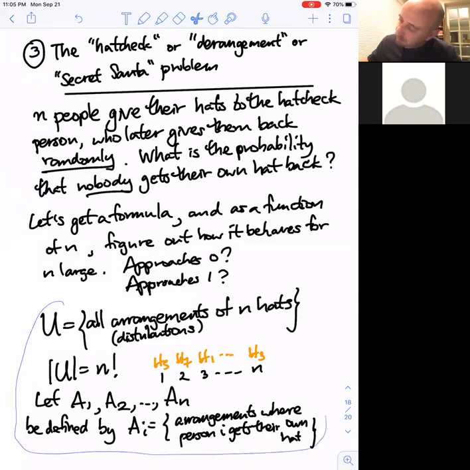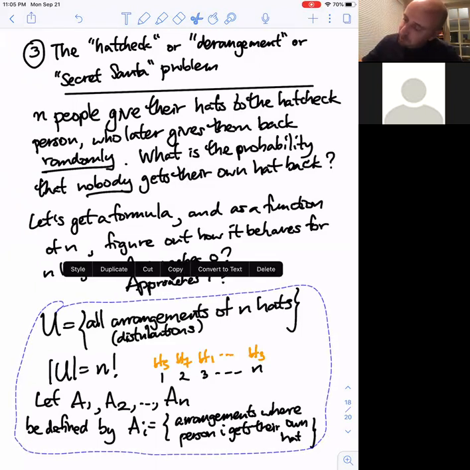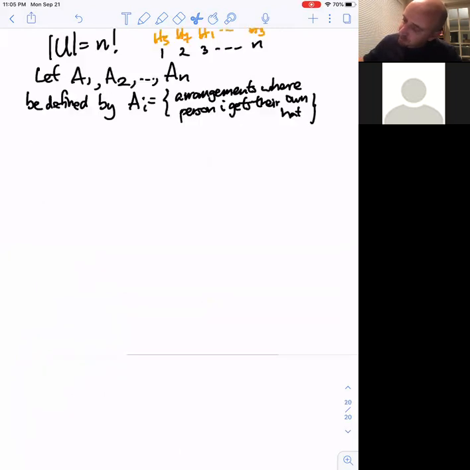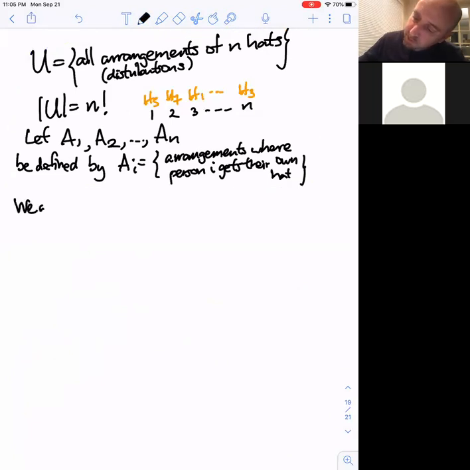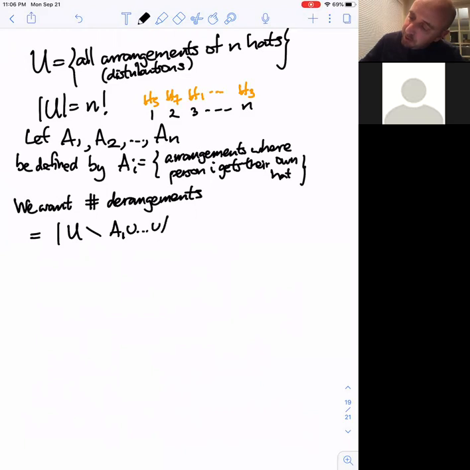Let me just take this over to the next page. If we set the thing up this way, we want the number of derangements, or the number of Secret Santa arrangements, which is the size of U minus A1 union through AN. We're trying to avoid all of those sets. And then PIE, right there, here's our buddy. PIE for n sets, finally, we're going to use the general one.